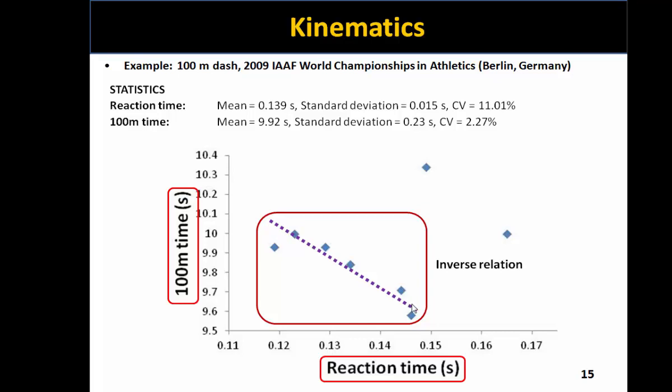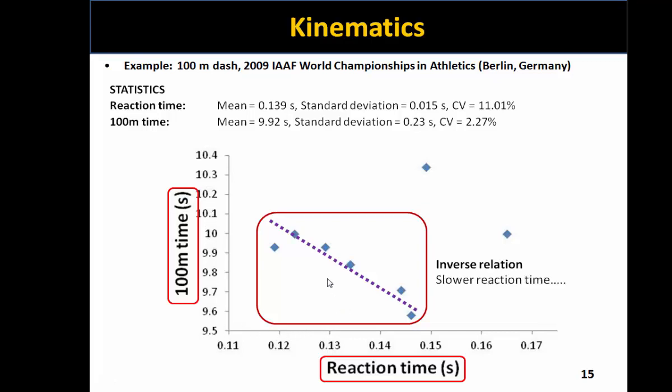So an inverse relation is defined by a line that describes the change in one variable with respect to the other variable. So the inverse relation we see is that as the magnitude along the x-axis increases, the value along the y-axis decreases.